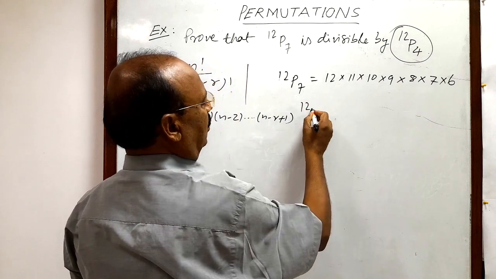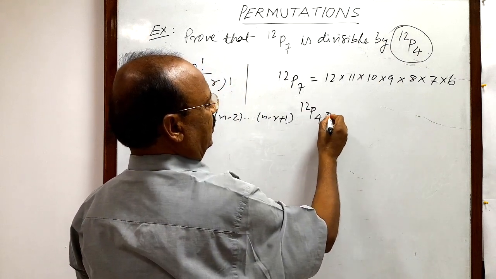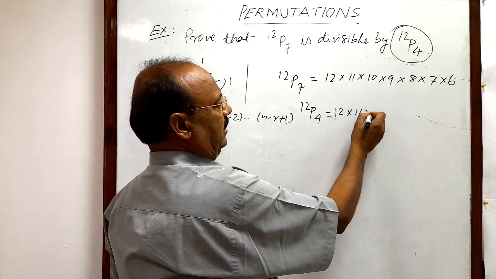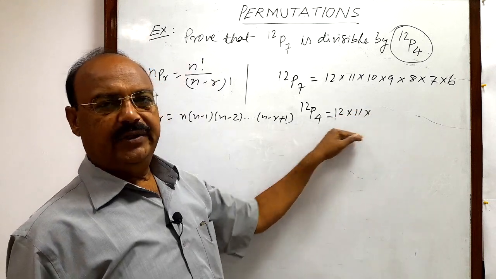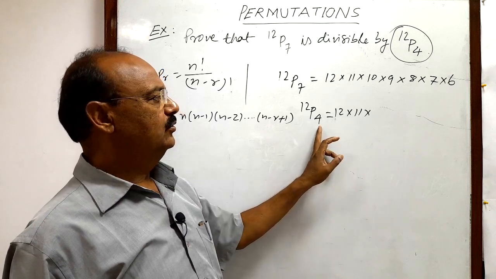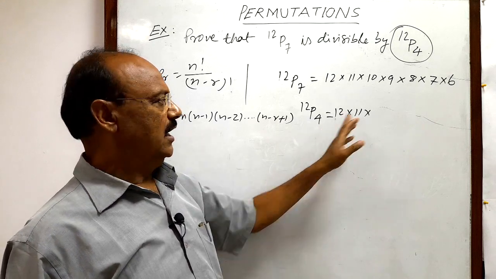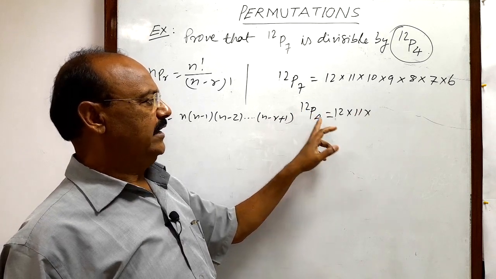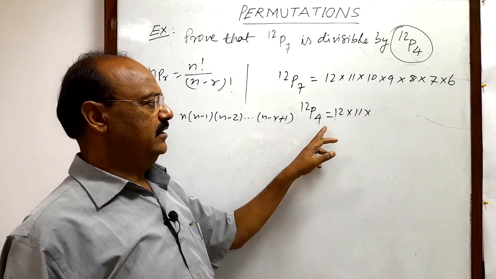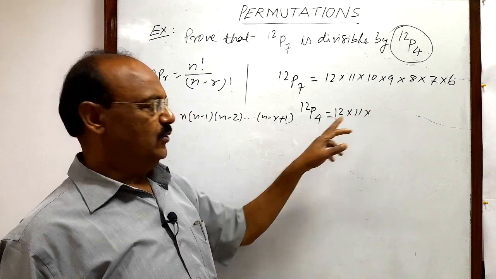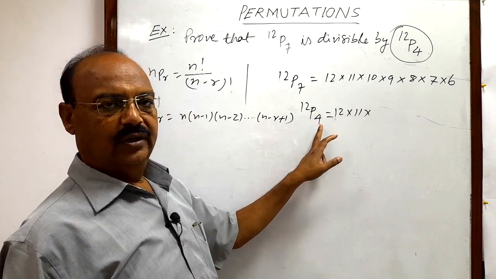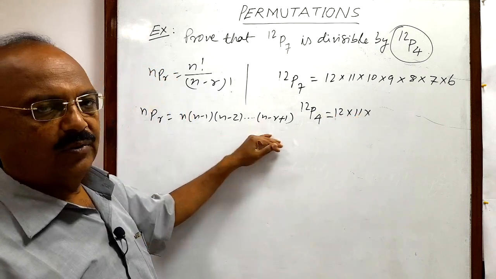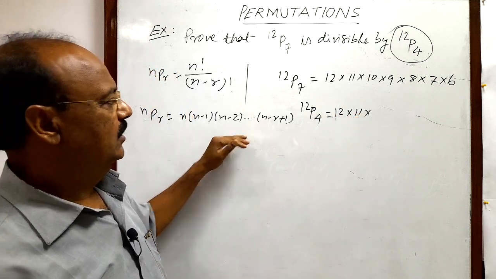And this 12P4 can be written as 12 into 11 into... so how many factors will be here? In total there will be 4 factors. And the last factor will be 12 minus 4 plus 1. 12 minus 4 is 8, plus 1 is 9. So the last factor will be 9 and the total number of factors will be 4. We are deciding this with the help of this formula.